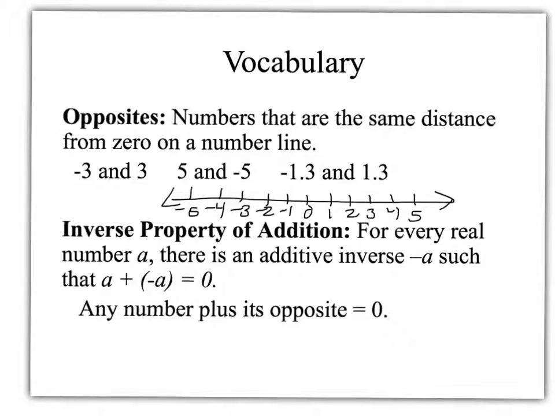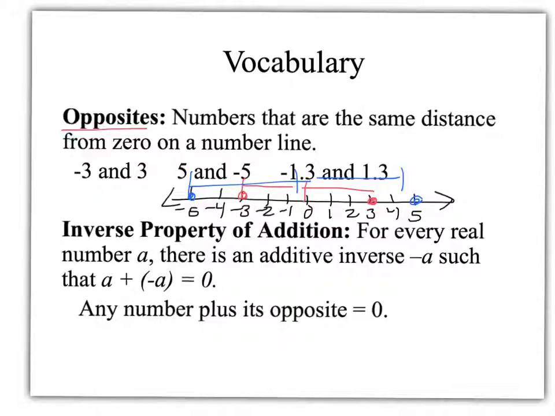Okay, a little more vocabulary. Now, you have to be very solid with those two rules because in order to subtract, you just change it to an addition problem. So a couple vocabulary things. Opposites, numbers that are the same distance from 0 on a number line. So you should know this. Here's 3, here's negative 3. Those are both 3 units away from 0. 5 and negative 5, those are opposites. Those are both 5 units away from 0. And negative 1.3 and 3. So one's positive, one's negative.